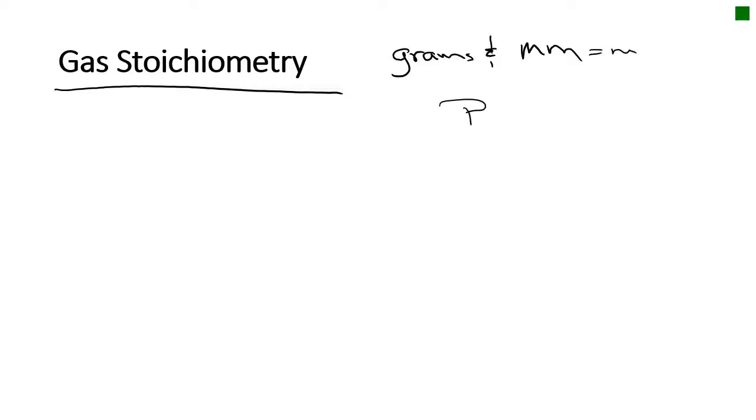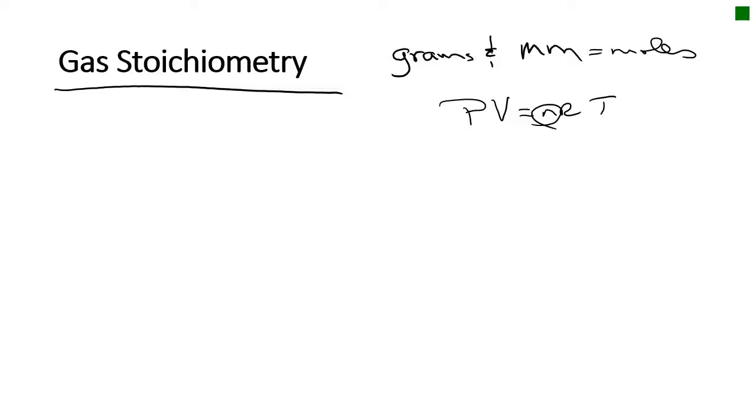Now we can do stoichiometry with gases the same way we would do stoichiometry with solids, except that instead of using grams and molar mass, we are going to have to use this to get moles, obviously. We're going to have to use PV equals nRT to get moles. But the process is still the same.